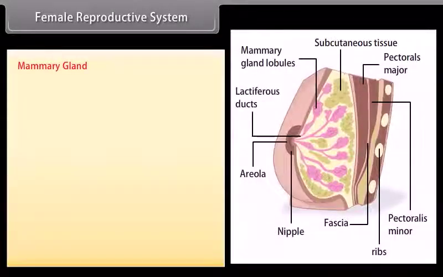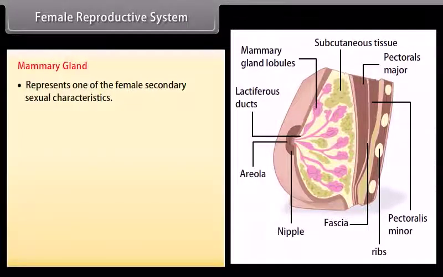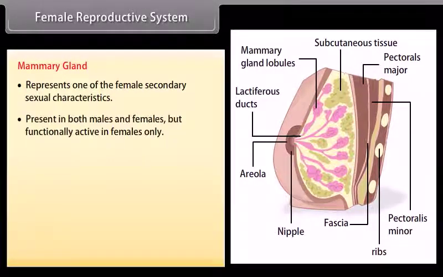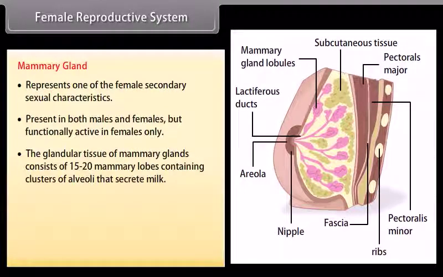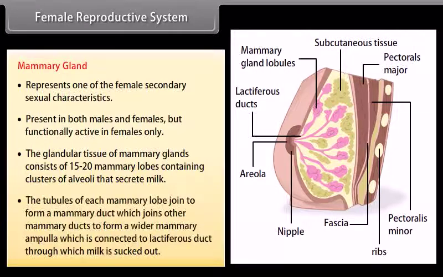Mammary gland. It represents one of the female's secondary sexual characteristics. Present in both males and females, but functionally active in females only. The glandular tissue of mammary glands consists of 15 to 20 mammary lobes containing clusters of alveoli that secrete milk. The tubules of each mammary lobe join to form a mammary duct, which joins other mammary ducts to form a wider mammary ampulla, which is connected to the lactiferous duct through which milk is sucked out.